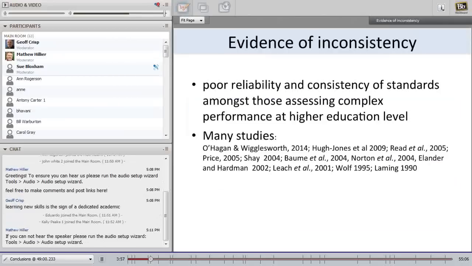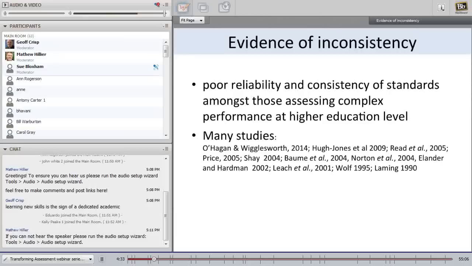If you look at the literature on marking in higher education, it is full of evidence, well, there haven't been enough studies really, but those studies that there are tend to reinforce poor reliability and poor consistency of standards, where people are assessing the kind of complex performance that we associate with higher education. I've listed a good number of the studies there, and there'll be a reference list. We'll record the reference list at the end for everybody who wants to follow anything up.